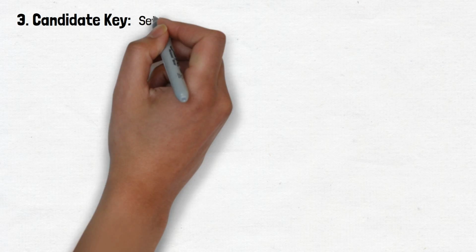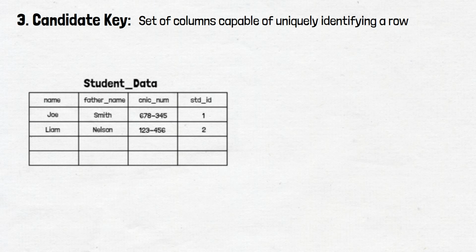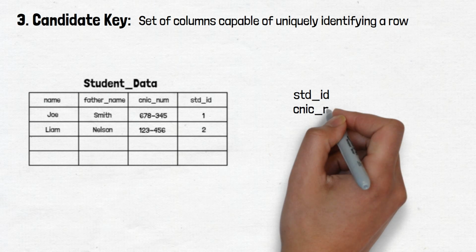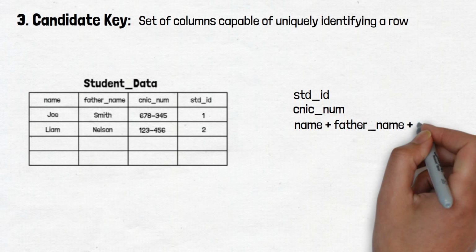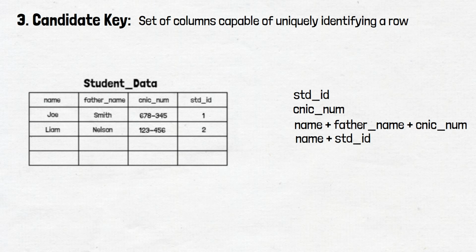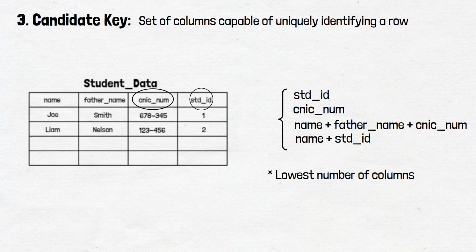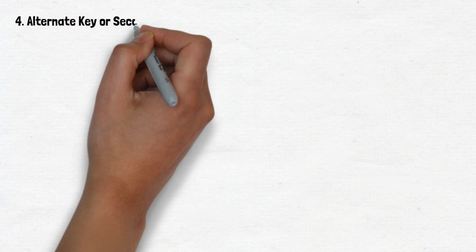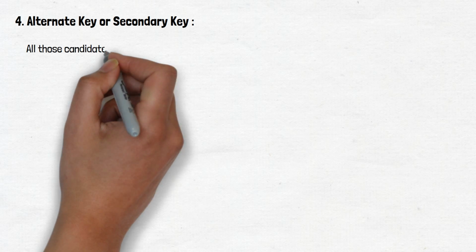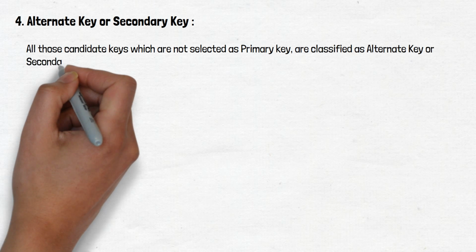Candidate key, which is a set of columns which can uniquely identify a row in a table, such as in our example, student ID, CNIC, student name with father name and CNIC, or student name with student ID, etc. Can all be candidate keys, but you should be using the key which contains lowest number of columns, such as student ID, or CNIC in our case. Now moving towards fourth type of key, which is alternate key or secondary key. All those candidate keys which are not selected as primary key are classified as alternate key or secondary key.